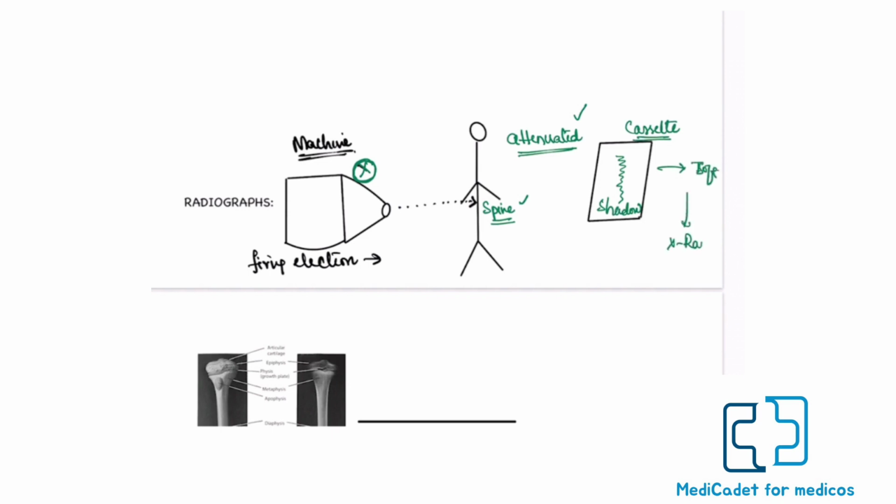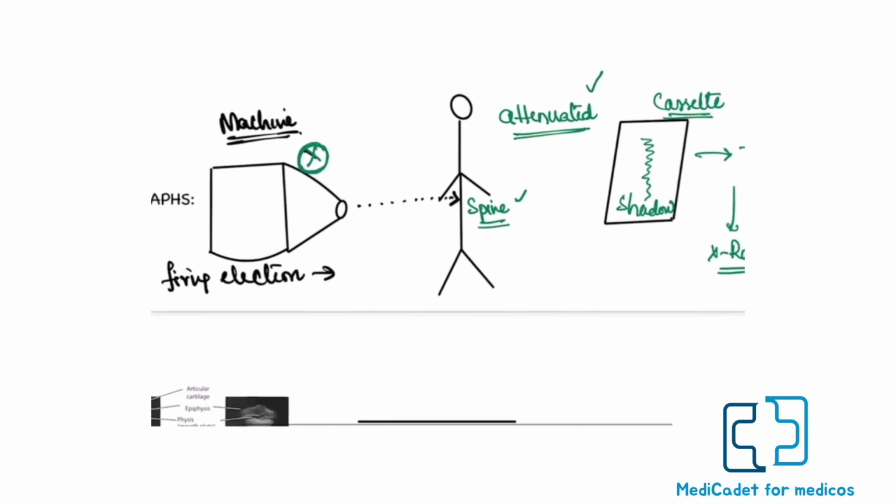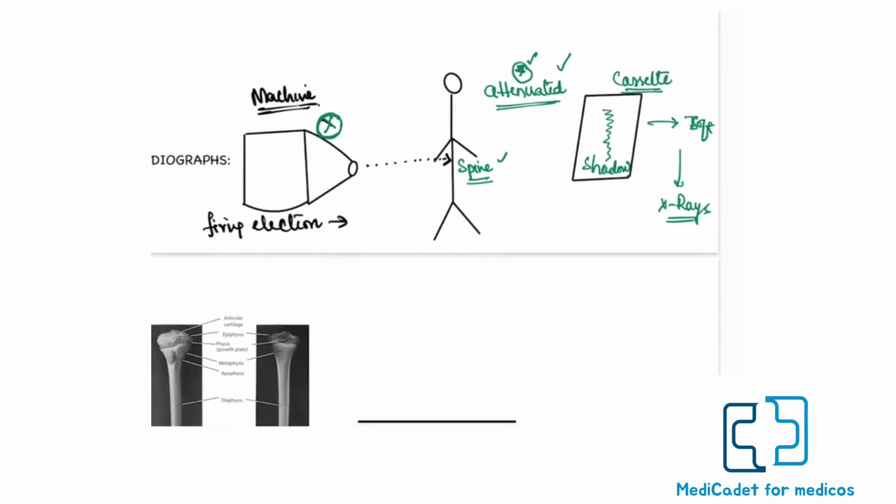Here, what is important for us is this attenuation. This is nothing but the impenetrable tissue. The denser, impenetrable tissues obstruct these electrons, X-rays, right? And because of this obstruction, there is a shadow.